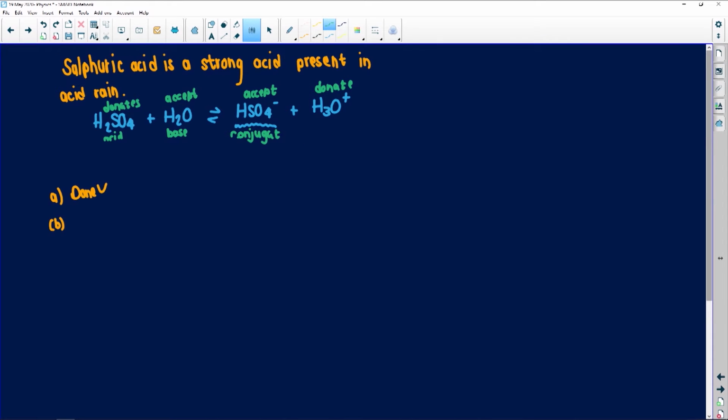Conjugate. And I have a conjugate. I have another conjugate there. So now, what accepts is a base. And what donates is an acid. There we are. So I'm just going to do that. Jessica asked us to identify conjugates. We've already answered that one.